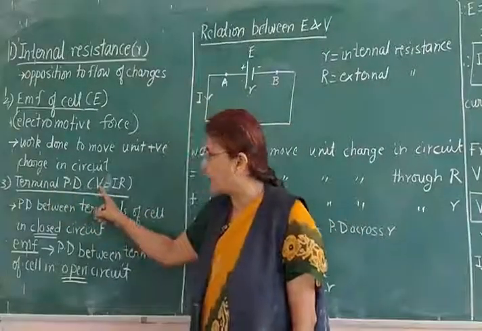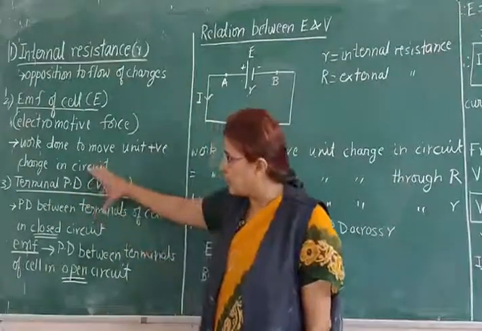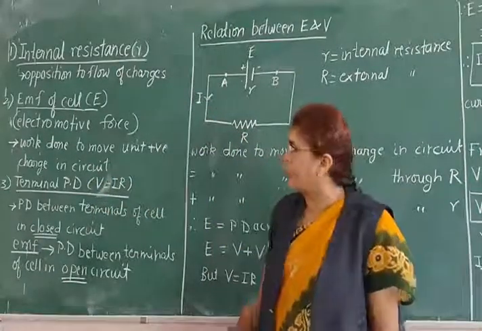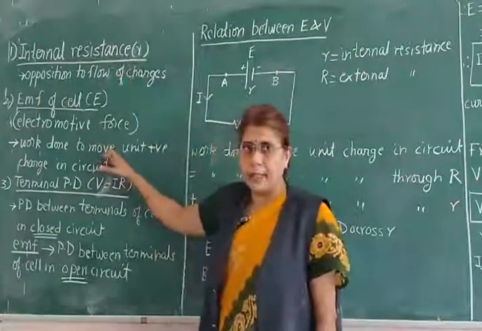Another term which we define for a cell is terminal PD. It is denoted by capital V. This terminal PD I will define when we are doing the derivation. It will be more clear there. First two terms let us define today now.